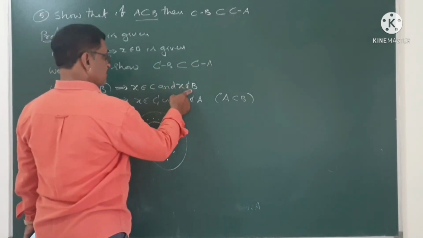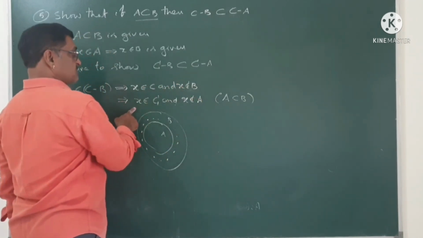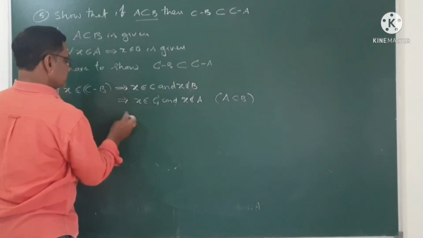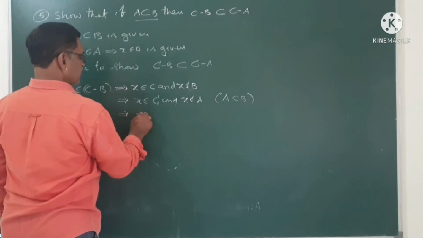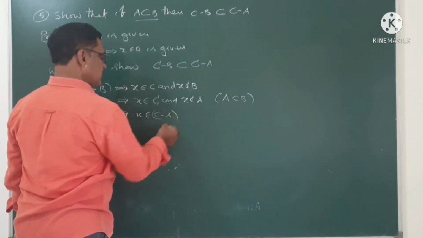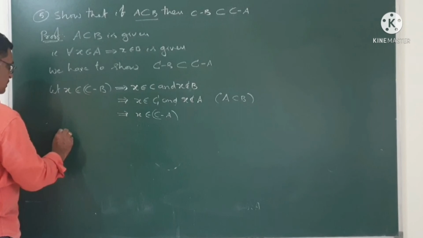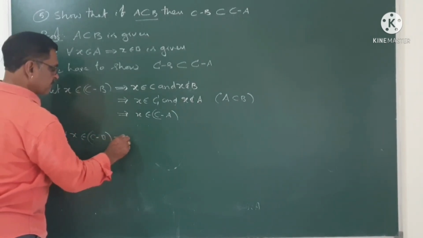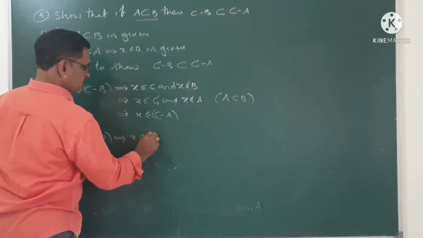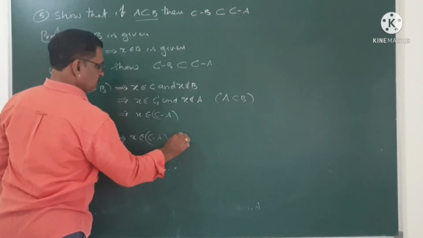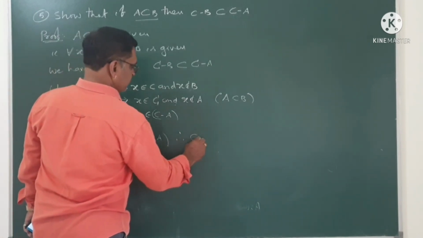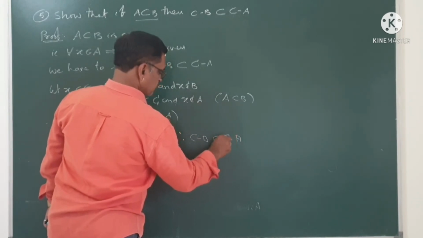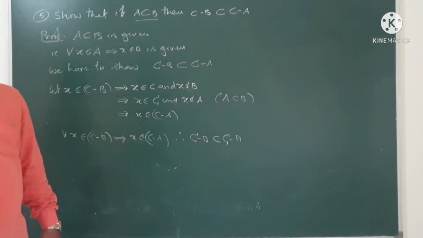Therefore, when x does not belong to B, because A is a subset of B, x belongs to C and x does not belong to A. So, what is the meaning of this? This implies x belongs to C minus A. Therefore, for all x belongs to C minus B implies x belongs to C minus A. Therefore, C minus B is a subset of C minus A. Fifth question, 4.